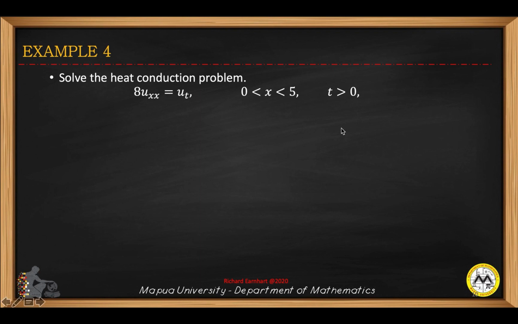Okay, so solve the heat conduction problem. This is the second order partial derivative with respect to x, and this is the partial derivative of u with respect to the variable t. So x is defined from 0 to 5. T here denotes time, so time must be greater than 0, subject to the following conditions: u of 0,t is 0, u of 5,t is equal to 0, and u of x,0 is equal to x.